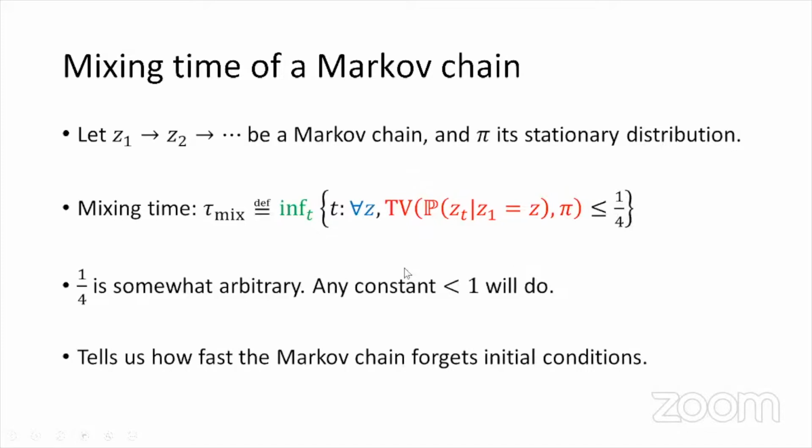Okay, so the mixing time basically says that irrespective of which starting state you start in, the distribution after t time steps is going to be close to the stationary distribution by, say, a factor of 1 over 4. What this tells us is how fast the Markov chain actually forgets the initial condition, because the eventual distribution is going to be very similar to pi. So it does not matter whether the initial state started from z or some other value z prime. This is the reason mixing time also tells us how fast the Markov chain forgets the initial conditions.